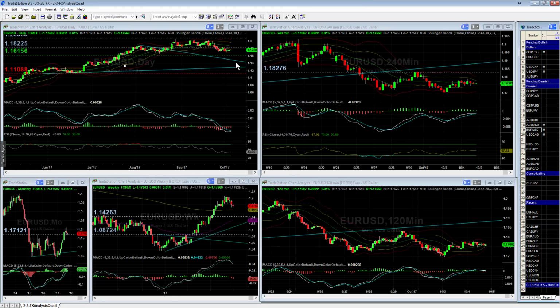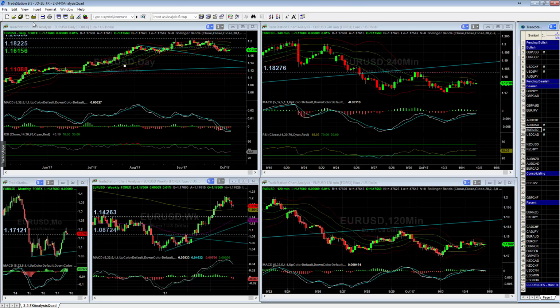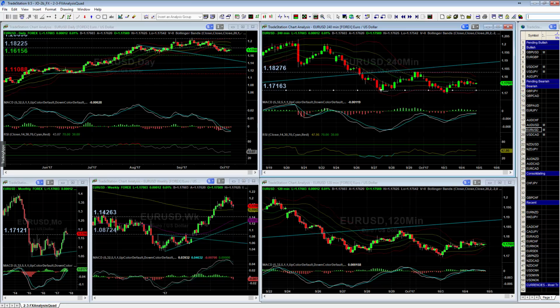For the euro US dollar, it's in a consolidation here. You can see that consolidation if we draw it in on our 4-hour. Let me go ahead and grab a support trend line here and put that in. And so we're in a bit of a support channel between 1.17163 and a little bit higher here at 1.18315.